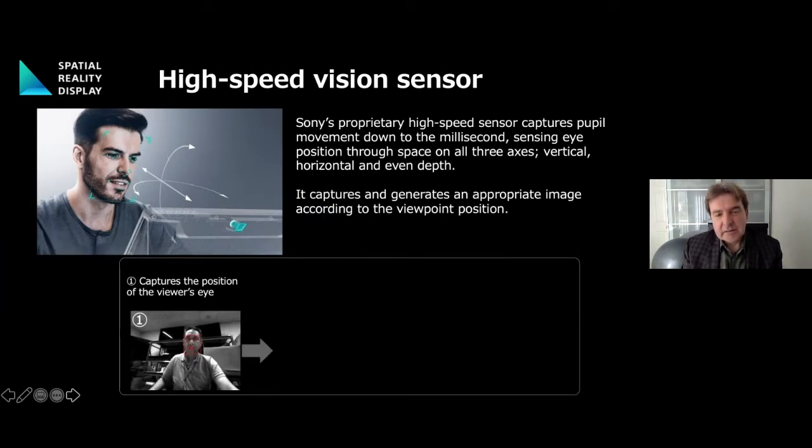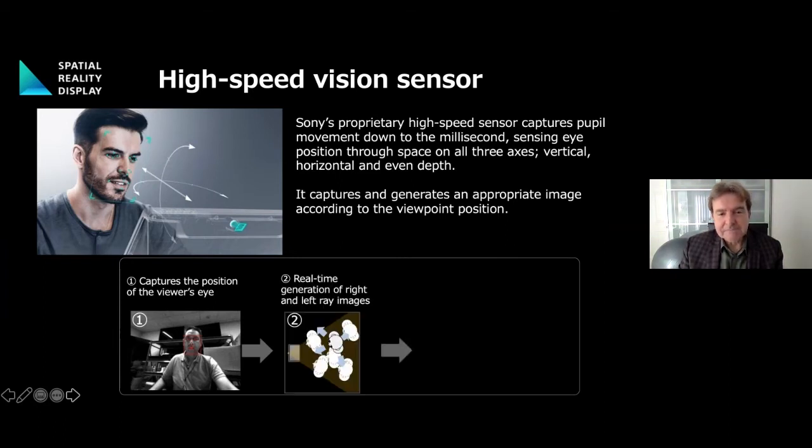This is a sensor that looks at the user's face, recognizes that there's a face in front of the display, and based on the facial features, determines where the eyes are, where the pupils are, to a very high degree of accuracy, and consistently measuring that every millisecond to provide the most complete set of data about the viewing position and the parallax of the eyes. And it's doing this in three axes: vertical, horizontal, and even depth. And you'll see why that's important in a couple of slides.